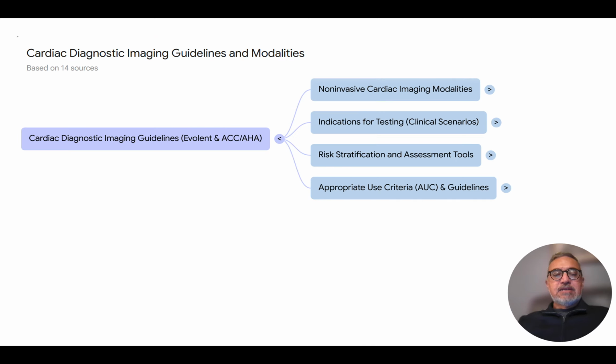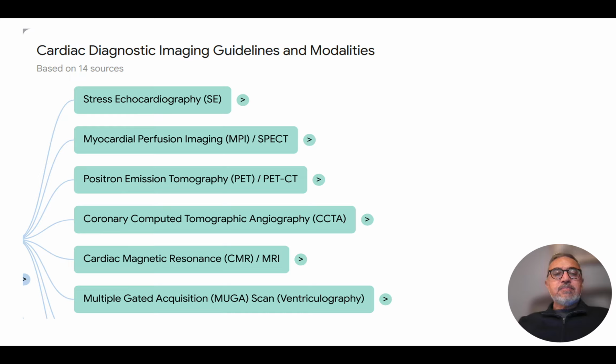For cardiac diagnostic imaging guidelines, which include coronary CT, stress echo, stress nuclear, PET stress, dobutamine stress echo, stress MRI, and MUGA scan, will be discussed. Indications for testing and clinical scenarios will be addressed. Risk stratification assessment tools will be looked at, and AUC will be briefly looked over. For cardiac diagnostic imaging, these are the modalities. I just listed them out for you.